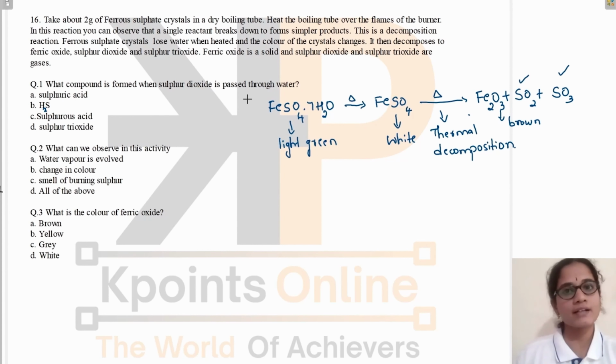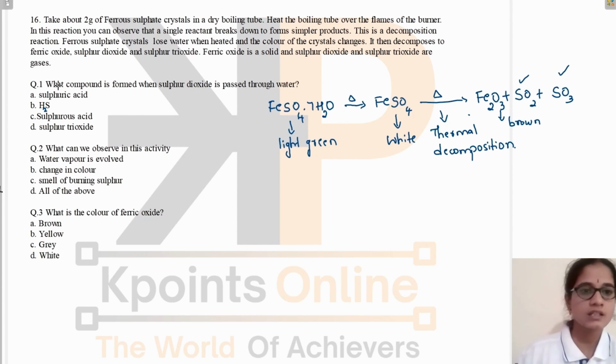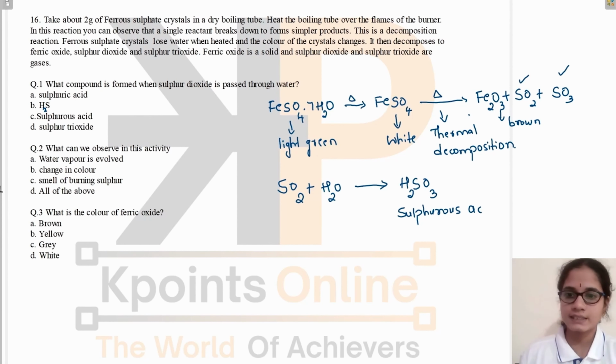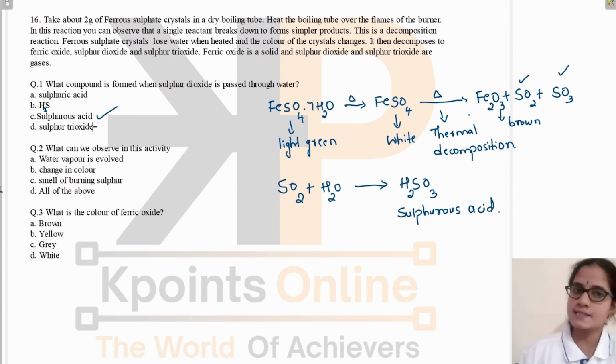Okay. So now let us try to answer these questions. What compound is formed when sulfur dioxide is passed through water? Here we know that sulfur dioxide is formed in this reaction. The question is, when this sulfur dioxide is passed through water, what is the product formed? Understand the question? We get H2SO3, that is sulfurous acid. This is sulfurous acid. Okay, you have to mark this.